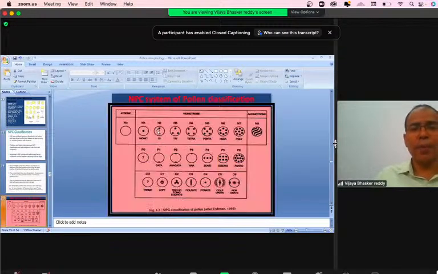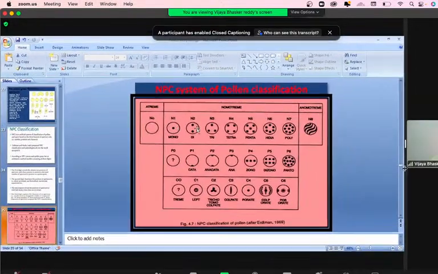Here you see, this is the number. Based on the number, N1, N2, N3 goes on. If one aperture is present, that's monoaperturate. Two are present, diaperturate, then triaperturate, tetra, penta, hexa, polyaperturate condition. For position: if present towards the proximal side, that's kata. Proximal and distal side, then that's anakata. If it is confined to the distal, then that's ana.